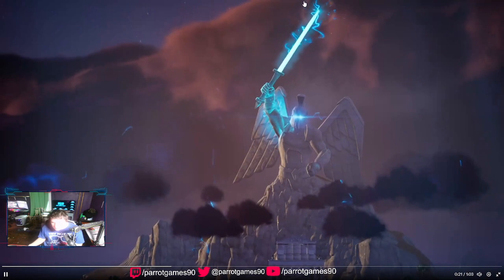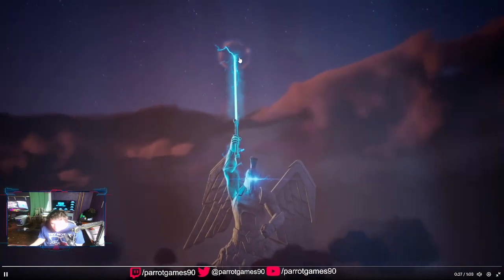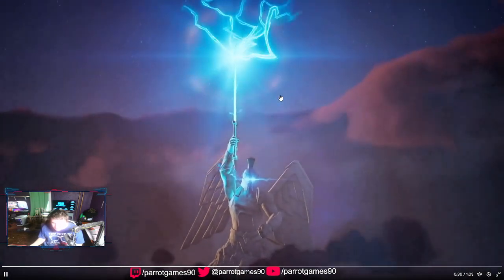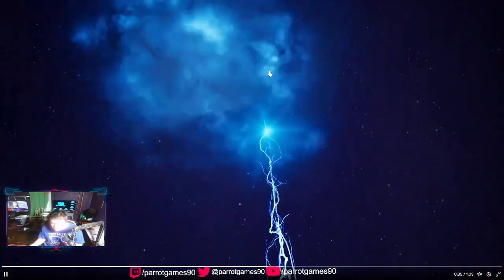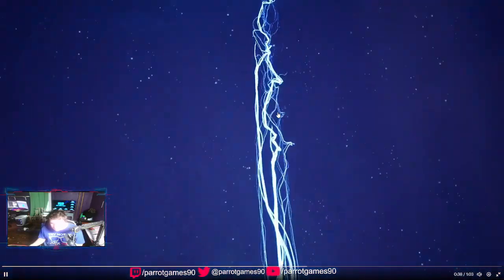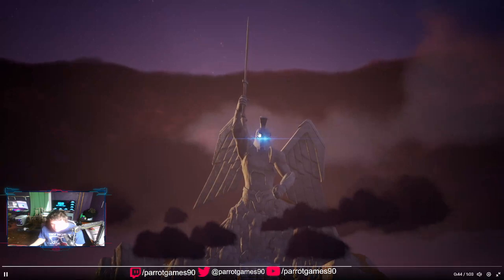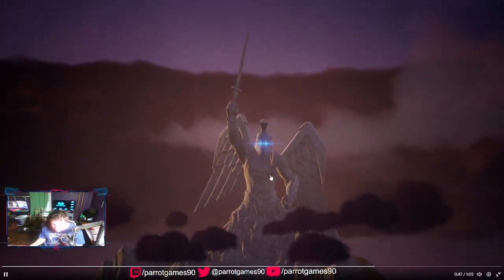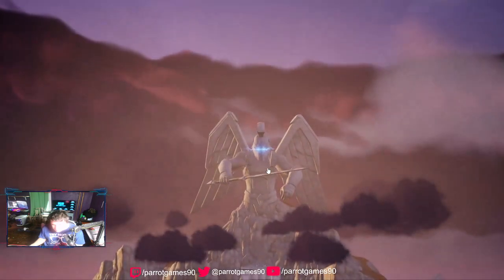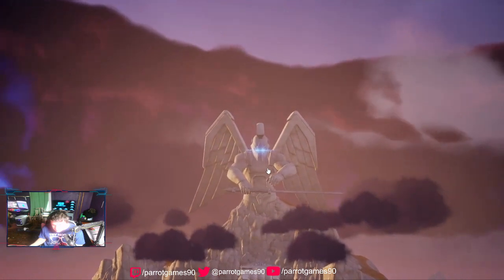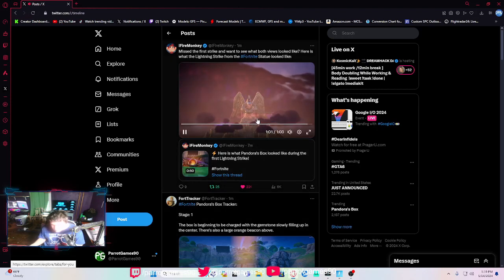See here, the sword lifts up. The statue was actually moving. Then it shoots a beam straight up into the sky. As you can see here, like that. And eventually, the statue goes right back to normal. So yeah, there's that.